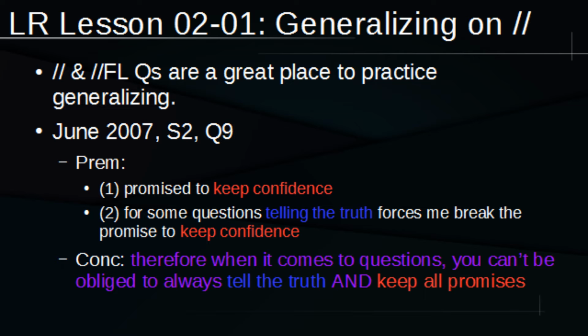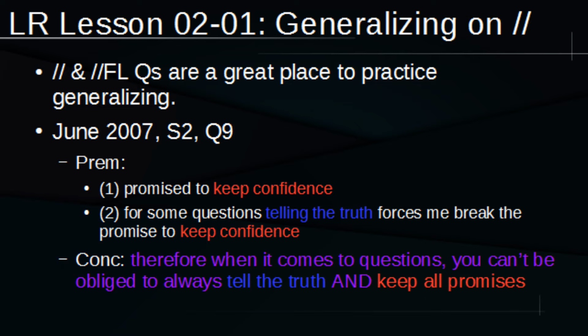So I've highlighted certain things in red and blue here. Keeping confidence seems to be the important, interesting concept of premise 1. Premise 2, the concept of telling the truth, seems to be placed in opposition to that original red concept of keeping confidence. So that's why telling the truth is now coded in a different color, blue, as opposed to the original concept, keeping confidence, in red.